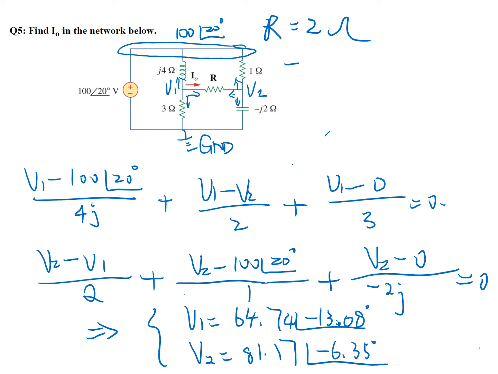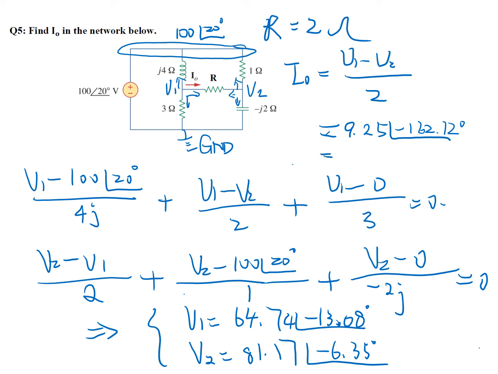Then we can find I0 by directly using Ohm's law. That's (V1 minus V2) over 2, and the value is 9.25∠-162.12°. And in polar form, if we enter this into the calculator and get rectangular form, that's negative 8.806 minus j2.841.